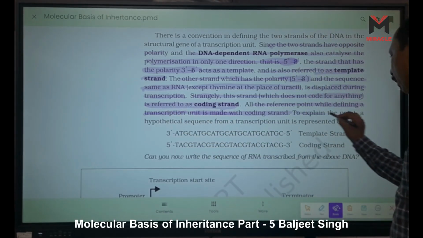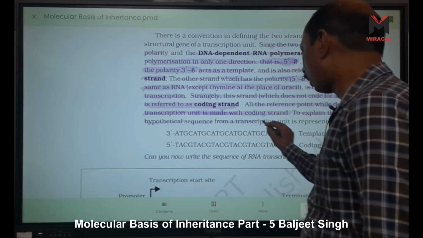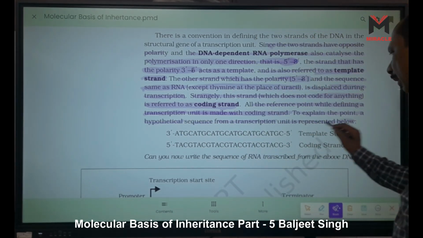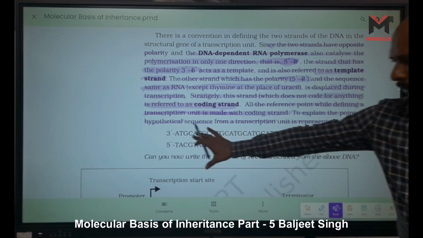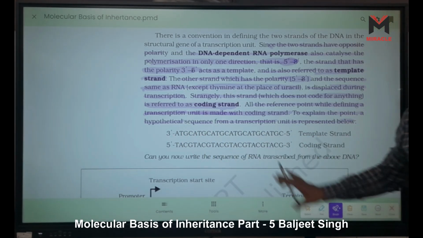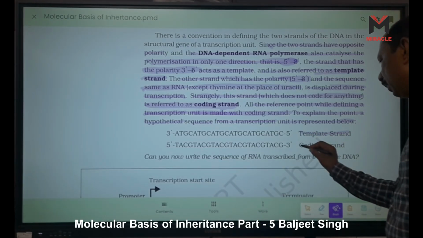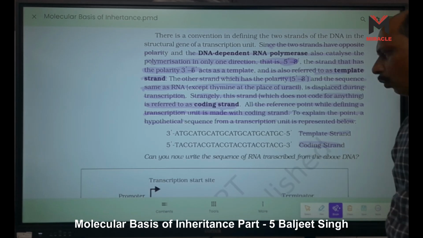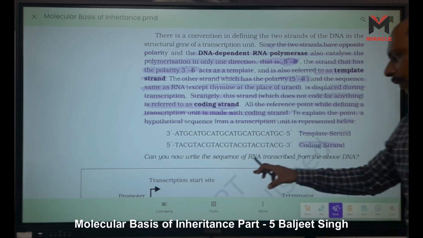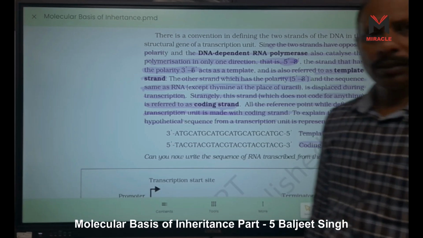To explain the point, a hypothetical sequence from a transcription unit is represented below. Here the nitrogen base sequence is given, one is the template strand and the other is the coding strand. Now the question is: can you write the sequence of RNA transcribed from the above DNA? Your answer is yes, easily.